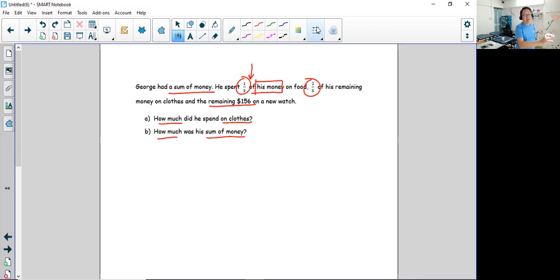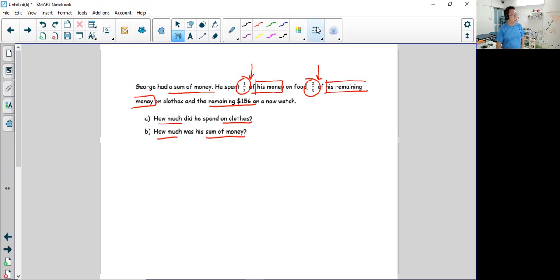And the second fraction is talking about what? It's generally talking about his remainder, his remaining money. So are these 2 fractions talking about the same thing? Is his money the same as the remaining money? Definitely not the same. His money means everything, all his money. Remainder money means the leftover money. So they are not the same quantity, so you cannot make the denominator the same. Okay, so that is what you need to know.